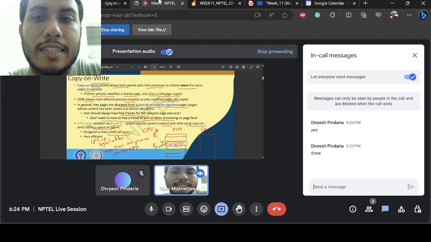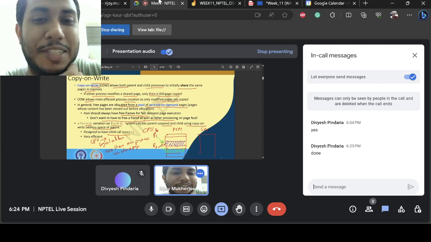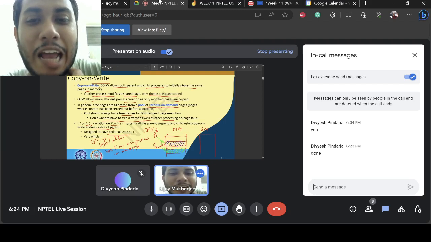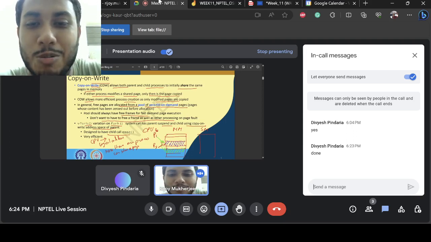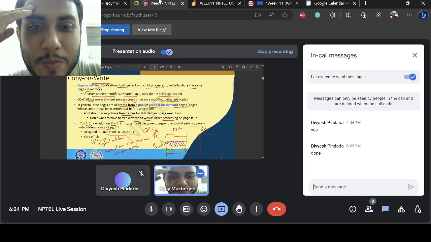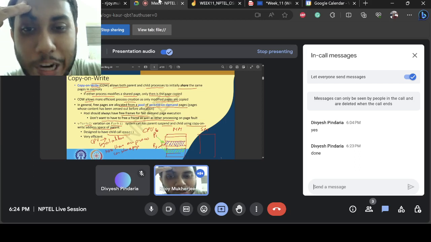If you have studied the subject of computer architecture, there also you will find this copy on write concept for cache. What happens there is that multiple cores are using the cache at the same time. So if somebody modifies the cache memory, when do you write back the cache? There also this concept is used, and it is quite similar to that.